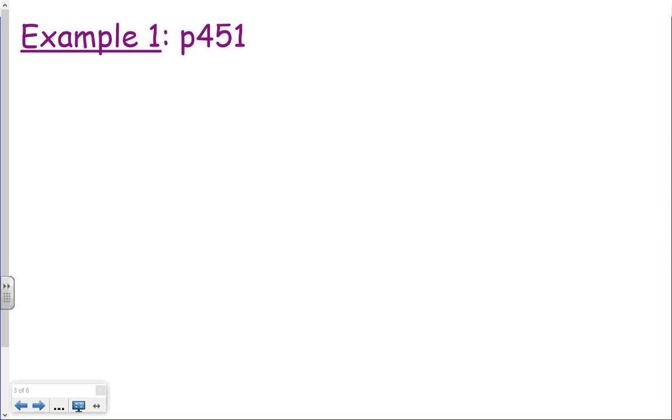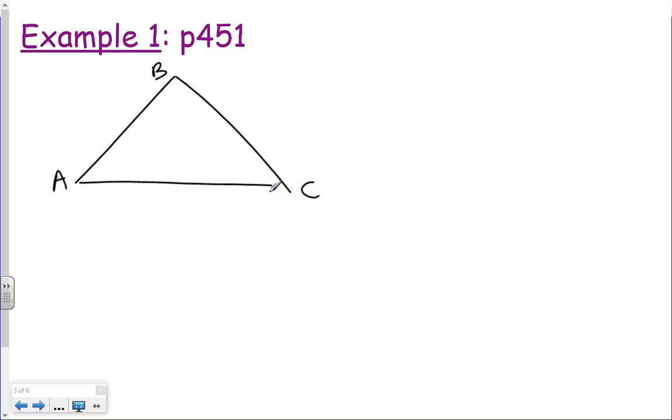So let's draw ourselves a triangle here. Call this A, B, and C. And again, they told us that angle C was equal to 71 degrees, so we know this is 71 degrees. And they told us the two sides there. They told us that A was 13 inches and B was 15 inches. And again, they've given us units in this problem, so we'll make sure that when we calculate the area, we include units in our answer.